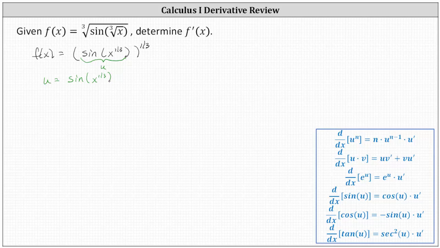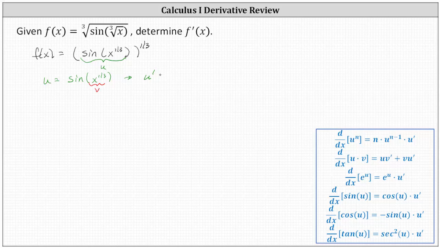And now we know once we identify u, because we'll be applying the chain rule, we also need to find u prime. To find u prime, though, notice because sine of x to the power of 1/3 is a composite function, we need to apply the chain rule again to determine u prime. So if it's helpful, looking at sine of x to the 1/3, we could identify the inner function as v this time, and think of this as just sine v. The derivative of sine v is equal to cosine v times v prime.